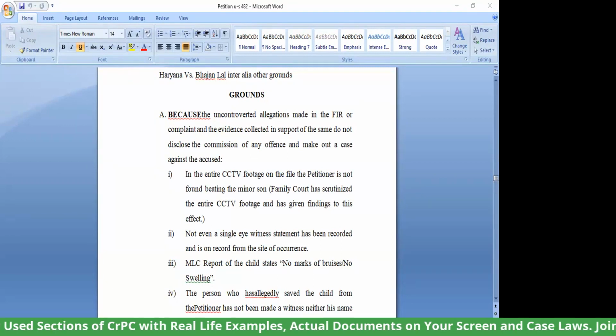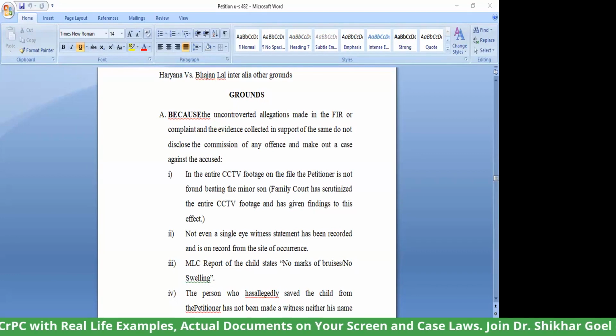And before that, before the CCTV application, she also filed a complaint against the husband under the JJ Act with the child helpline.